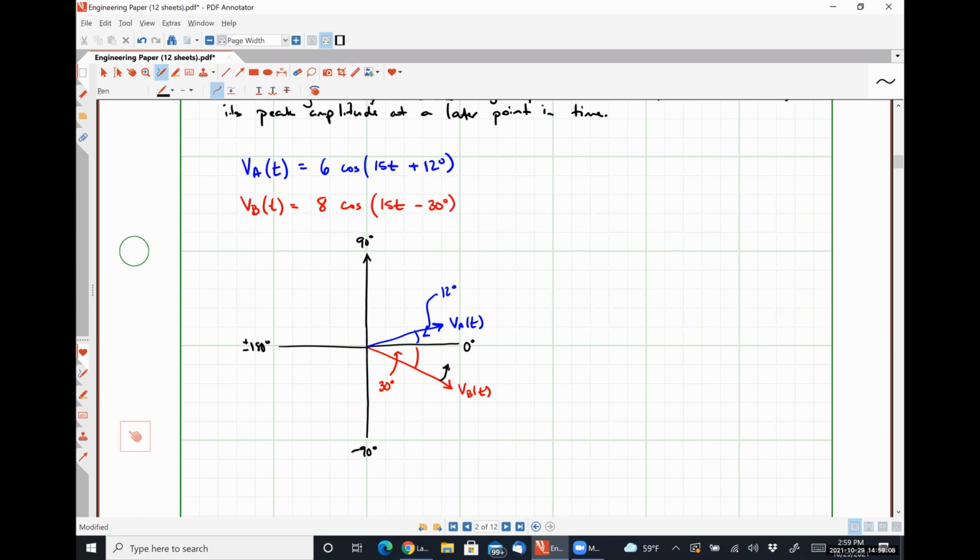So based on this diagram, counterclockwise is leading. Clockwise is lagging. By what angle does VA lag VB? Anybody have any thoughts on how we might figure that out? Chester.